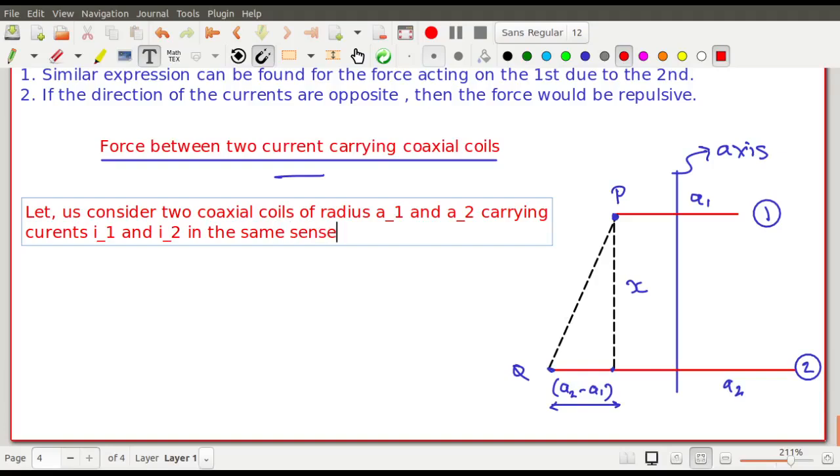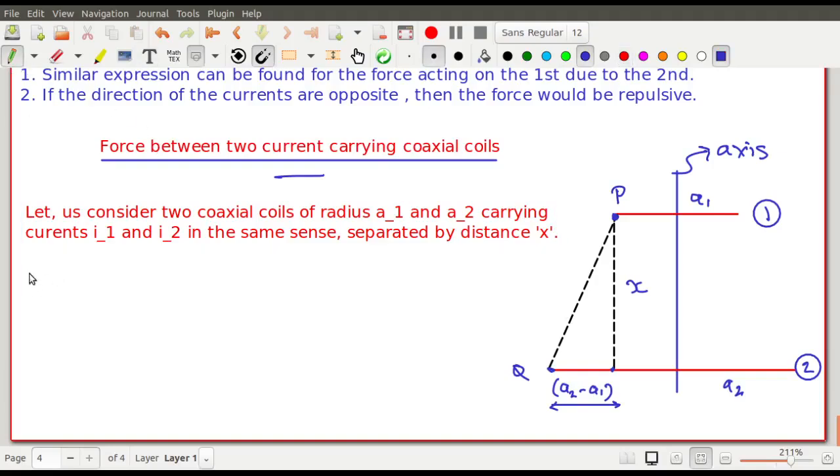Okay, I put it in the same cells, carrying current in the same cells, and separated by distance, how much? X. Separated by distance X. This is the introduction.